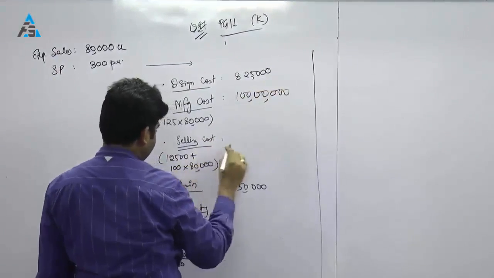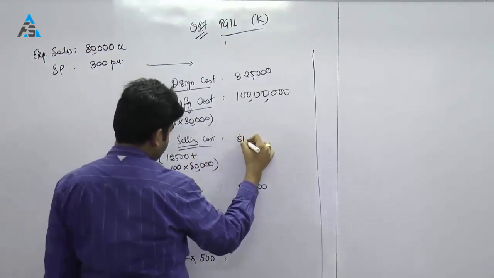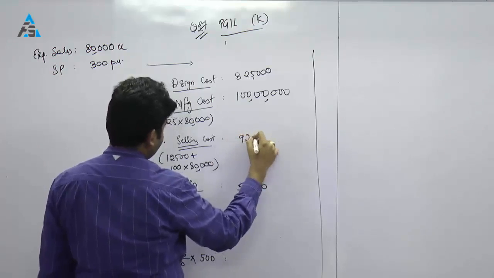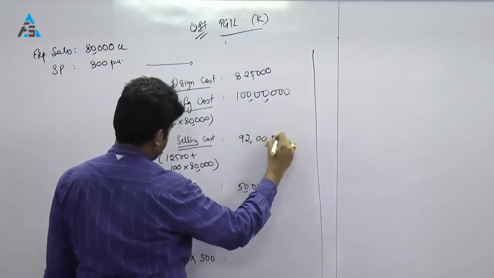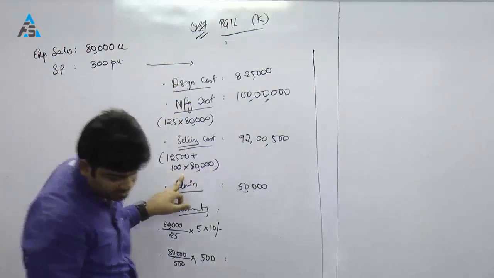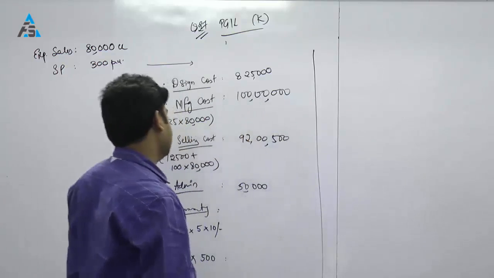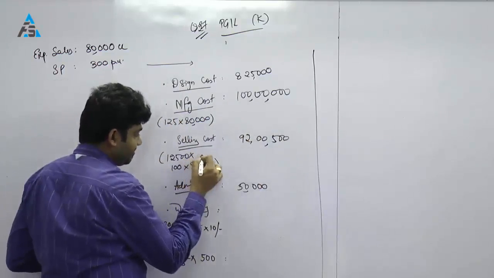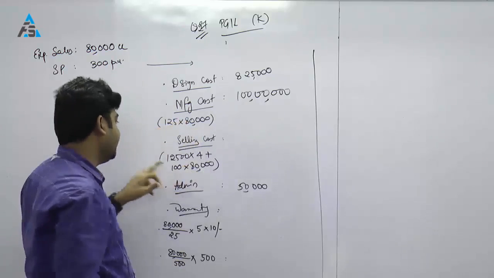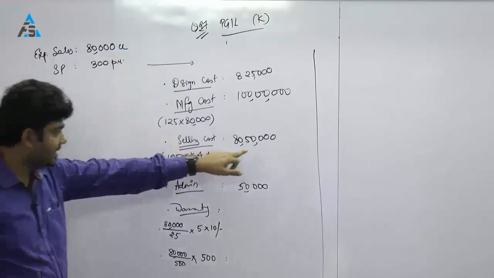Selling cost 12,500 plus 80 lakh. Okay, this is showing something else. 12,500 per year, and now this is where even I goofed up. Please pay attention. So 12,500 into 4 is 50,000. This is 80 lakhs, and 50,000 is what I have. I don't know why I wrote 92 lakh. Anyways, spare me.